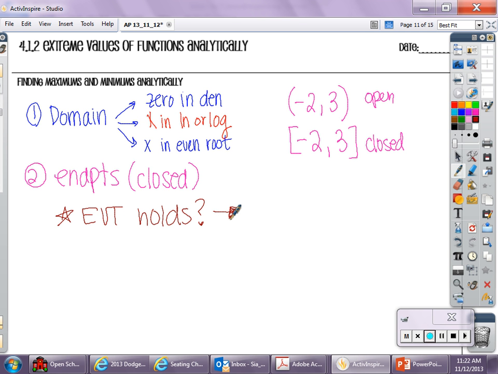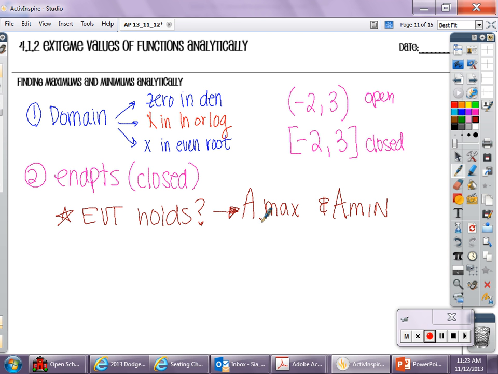Be careful. EVT, extreme value theorem. So if this was a quiz, I would mark you off. What are you missing? Lottie, what's he missing? Absolute. That's important. Absolute's important. You will 100% have a highest and a lowest point.